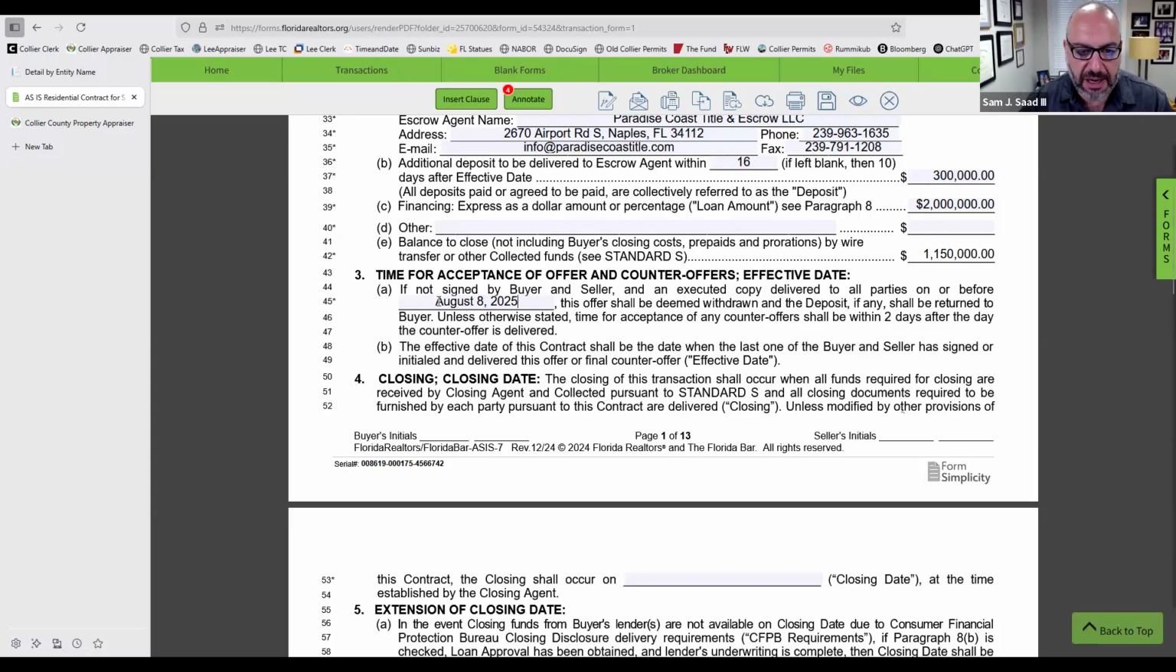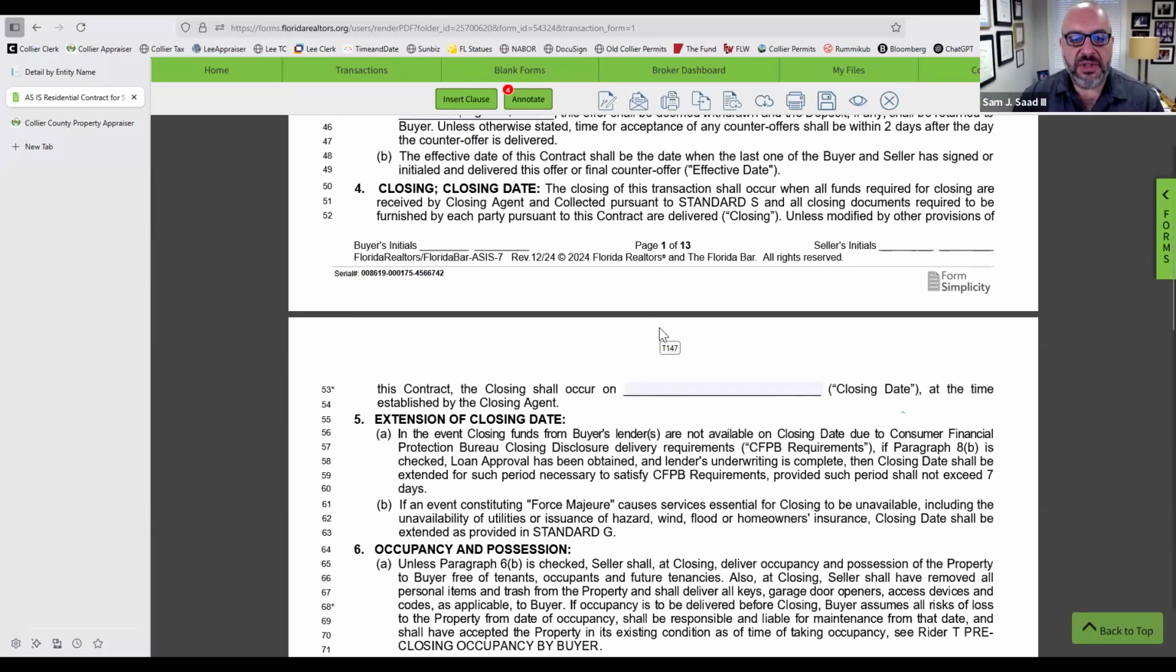So we're going to put a time in here of 8 o'clock p.m. August 8th, 2025. See how I did that? I just typed in the number, the time. Now we know that this offer has to be responded to, or it's going to be withdrawn automatically by 8 p.m. tomorrow. Up next, our closing date in paragraph 4.